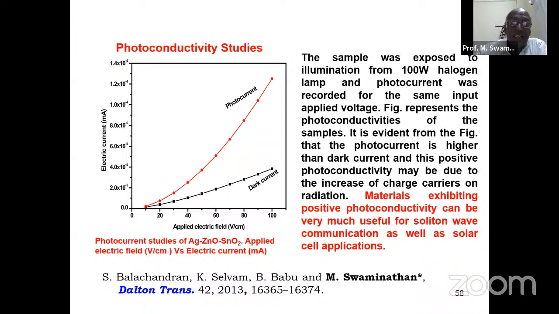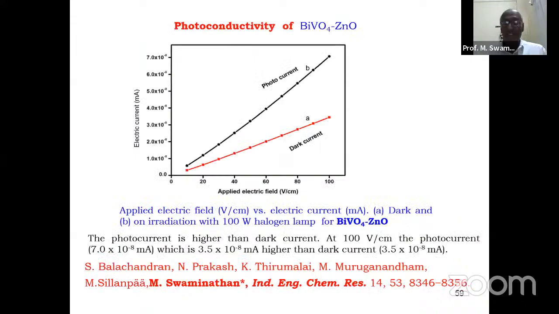One of the catalysts, silver zinc oxide SnO2, has a positive photoconductivity. Similarly, bismuth vanadium zinc oxide also has a positive photoconductivity, photocurrent. So these are very useful, and we can test the photoconductivity of the nanomaterials and find the suitability of the material for these different future applications.